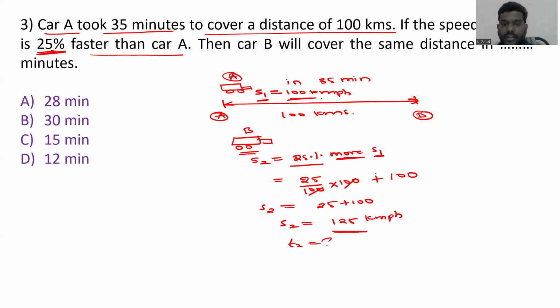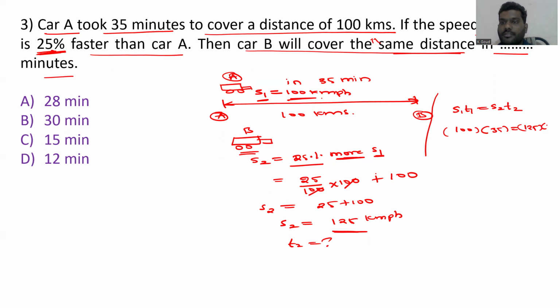Okay. Now, what do we have to find? T2, we have to find. See, then car B will cover the same distance in how many minutes. So same distance again. The formula is S1 T1 equal to S2 T2. What is speed 1? We have considered 100. What is T1? 35 minutes. What is S2? 125. What is T2? We have to find. So T2 will become 100 into 35 divided by 125.